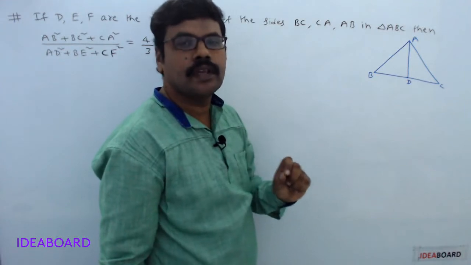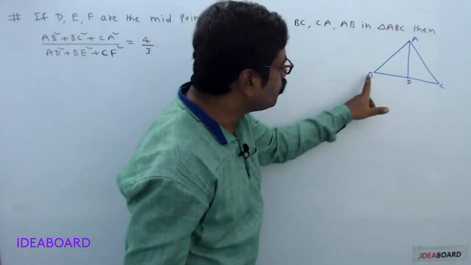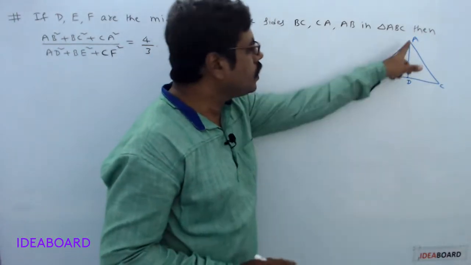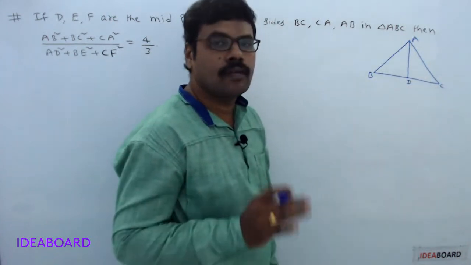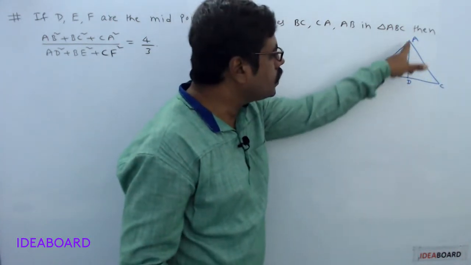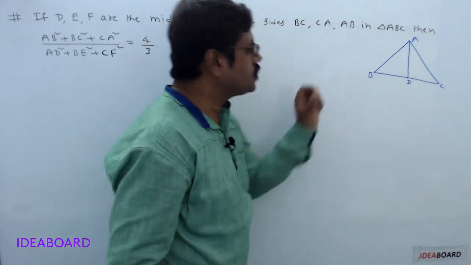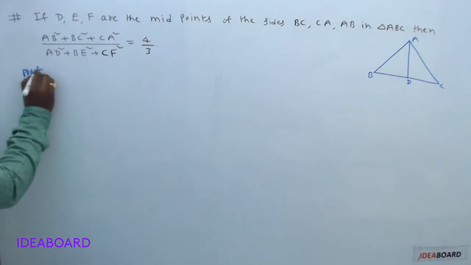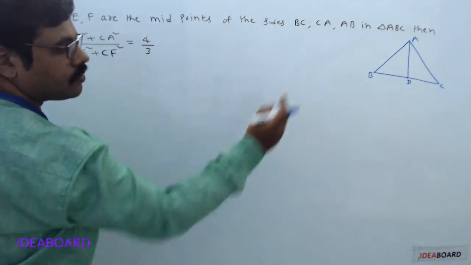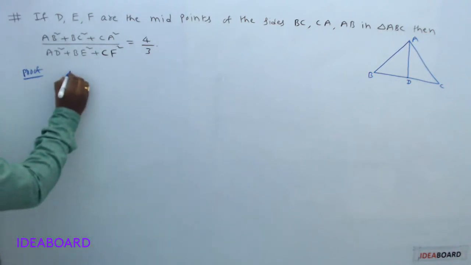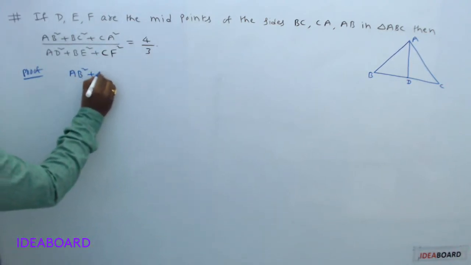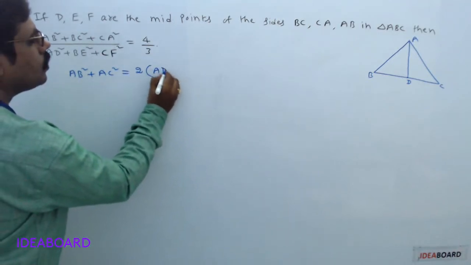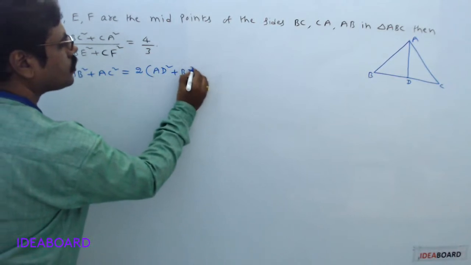So what is the statement of Apollonius theorem? If D is the midpoint of the side BC in triangle ABC, then AB square plus AC square equals 2 into (AD square plus BD square). First use that point. So since D is the midpoint of the side BC, from Apollonius theorem, AB square plus AC square can be taken as 2 into (AD square plus BD square).